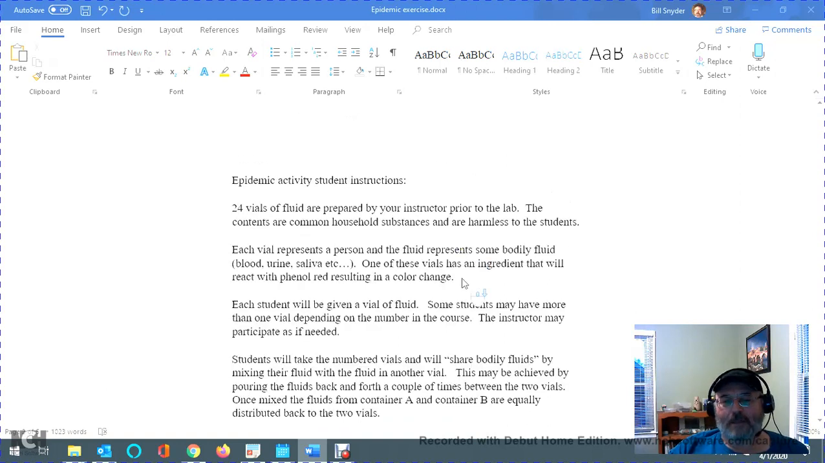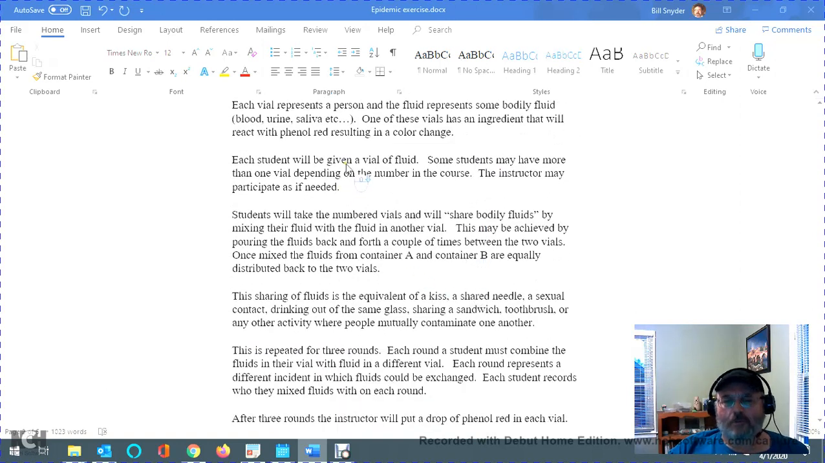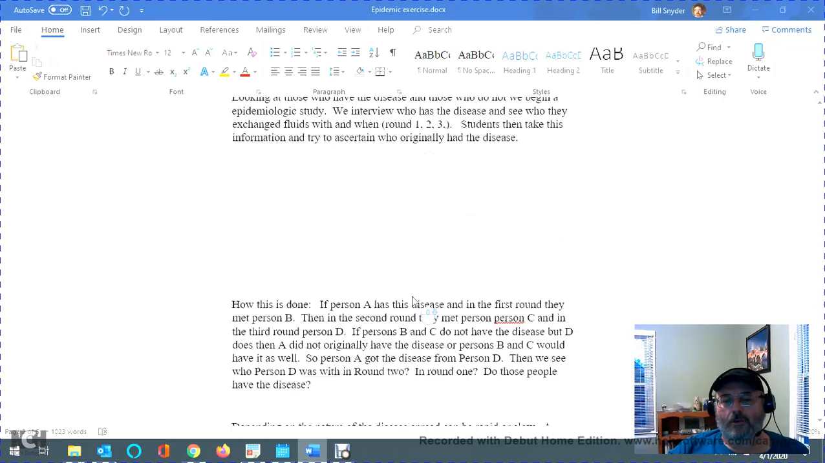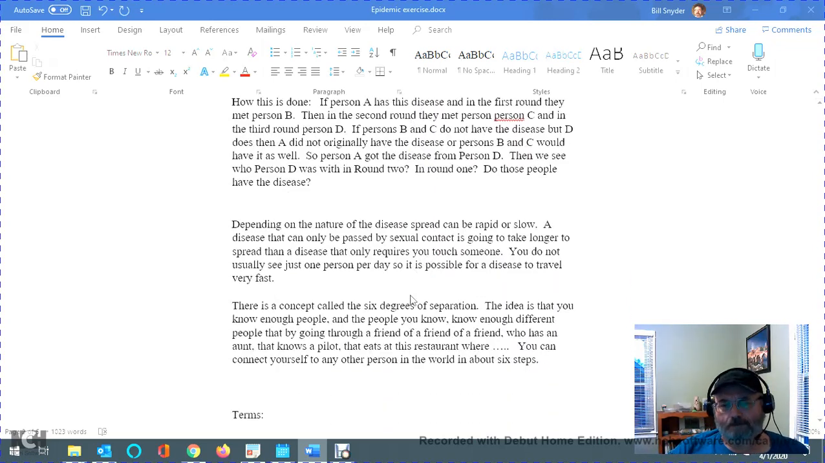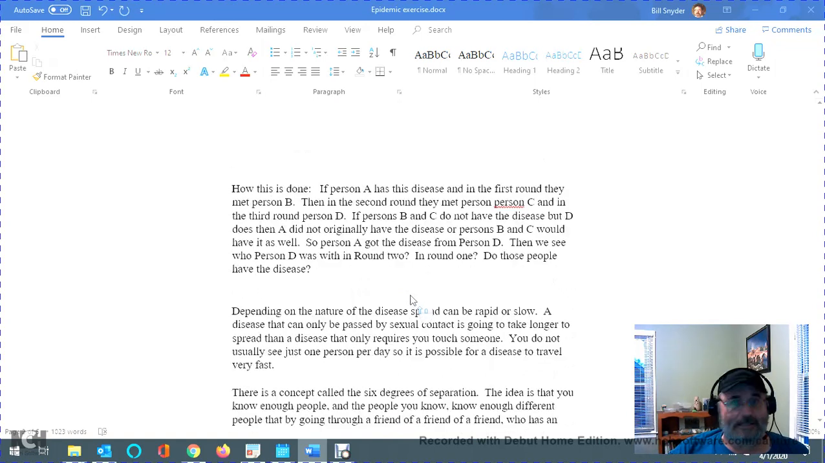And we're going to look at some other activities here. Basically, what we would do is we would, again, spread the fluid, share bodily fluids. That's basically you'd take your vials and mix them together. And at the end of it, we would then test it.